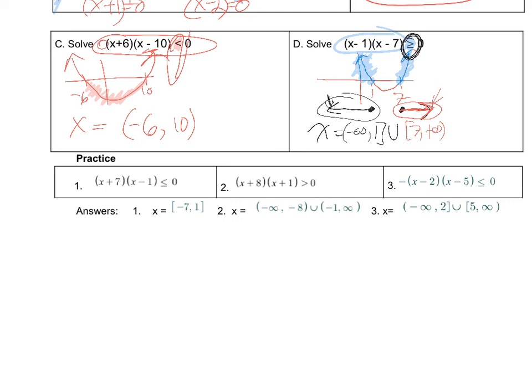So if you know how to do these quick sketches and solve these inequalities, it will make your life much easier for tomorrow. Okay, have a good day.